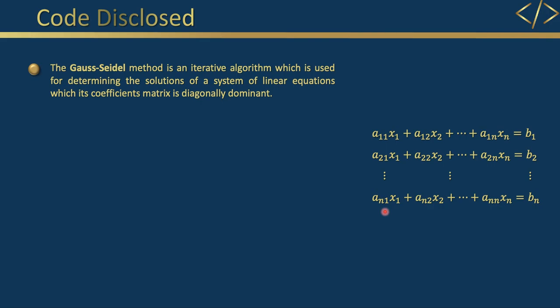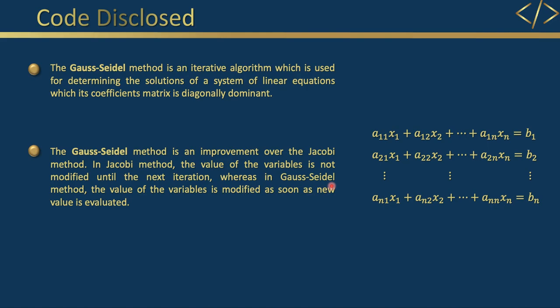So the Gauss-Seidel method is an iterative method that is used to determine the solution of a system of linear equations, just like this one, whose coefficient matrix is diagonally dominant. Now, the Gauss-Seidel method is an improvement over the Jacobi method. I went over the Jacobi method in another video. I will insert the link of this video if you'd like to go through it and see how the Jacobi method is implemented for solving a system of linear equations. But the Gauss-Seidel method is an improvement over the Jacobi method.